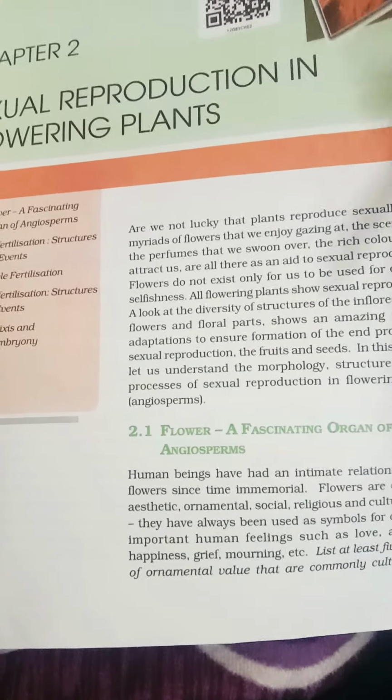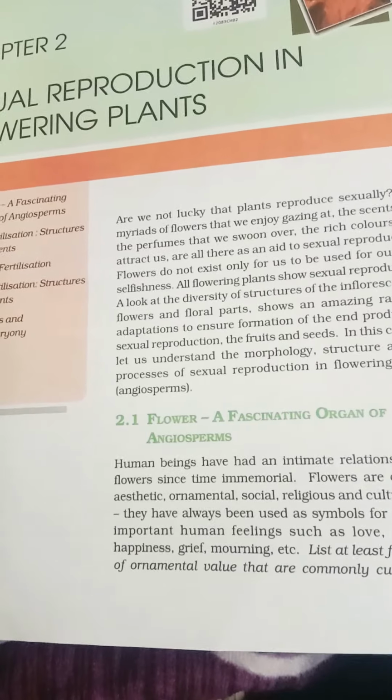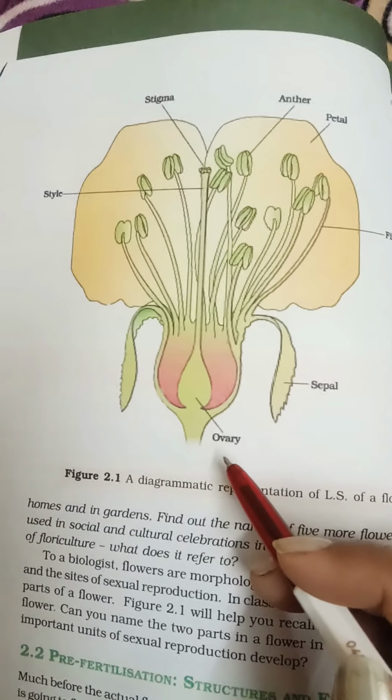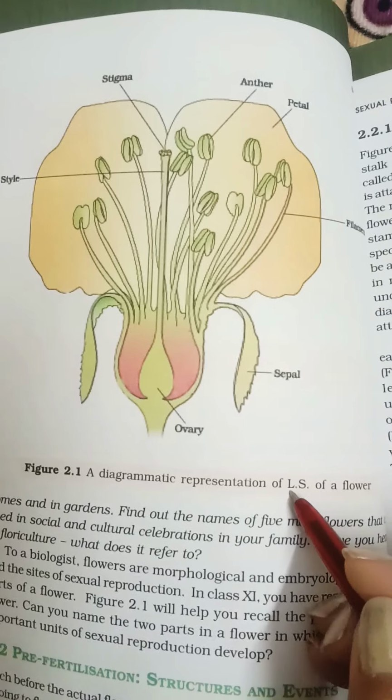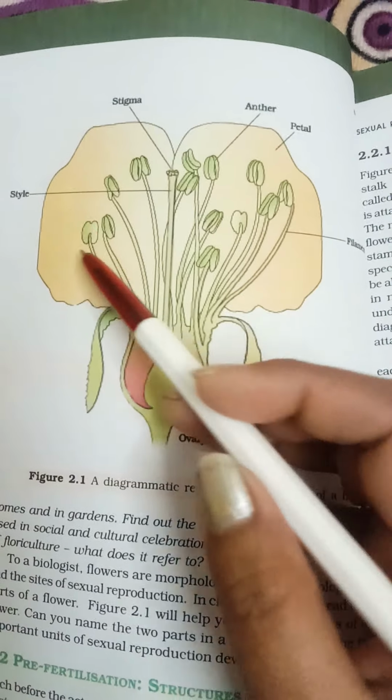As you all know, flower is the reproductive part of plant. In some plants, male and female flowers are present, and in some, male and female parts are present in the same flower. Like this is LS of flower. This diagram you have done in class 10th also.